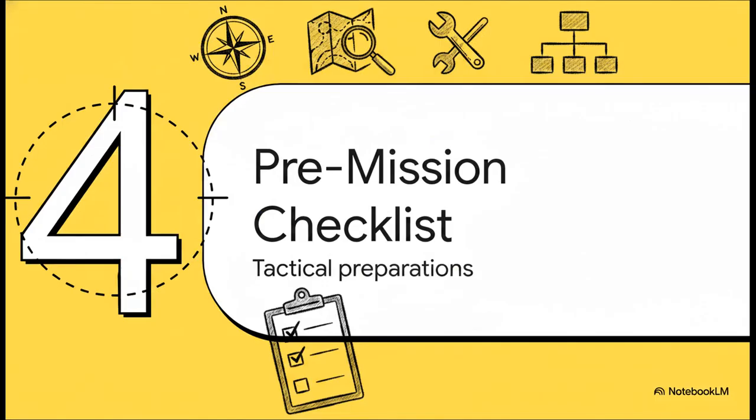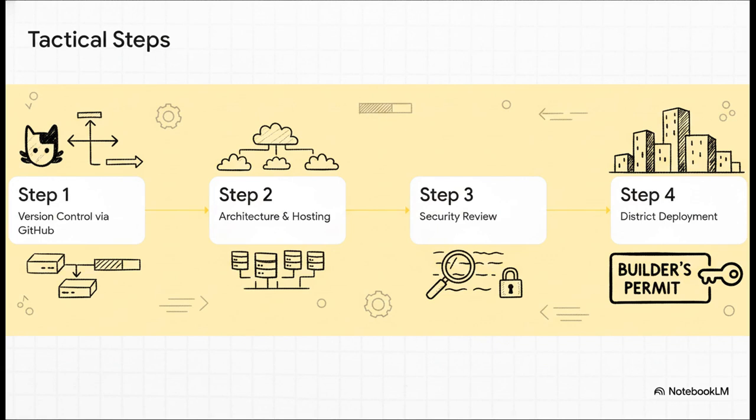And that leads us perfectly into Section 4, your pre-mission checklist. To successfully meet all those technical standards we just talked about, let's look at your tactical preparations to secure a successful deployment within the Agua Fria district infrastructure. Step 1 is mastering version control via GitHub to track your code professionally. Step 2 involves architecture and hosting, pushing you to think way beyond just single scripts.